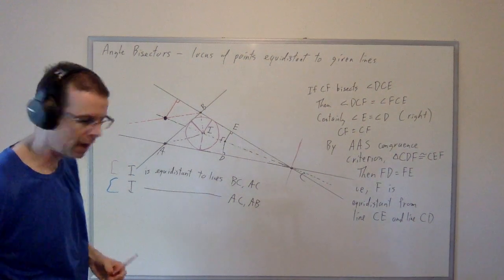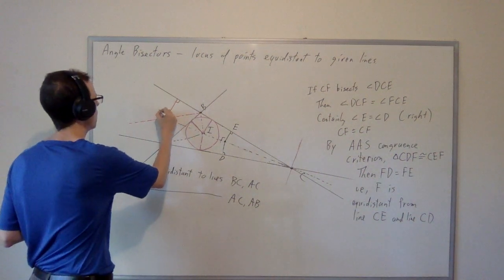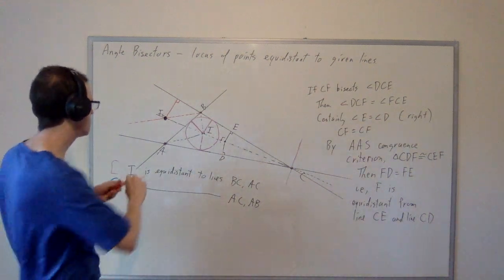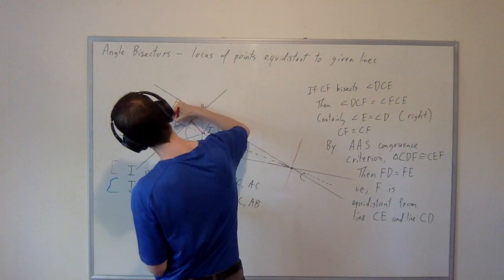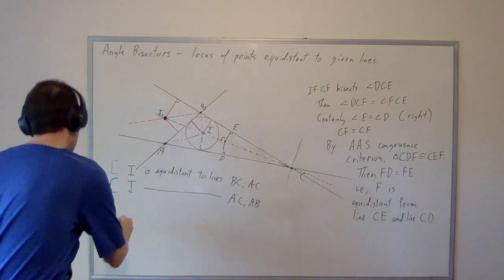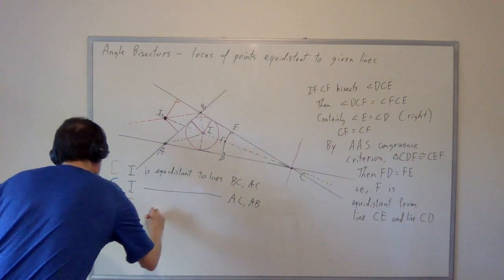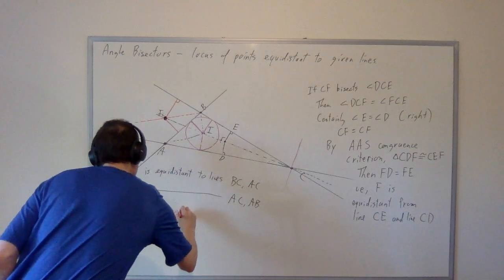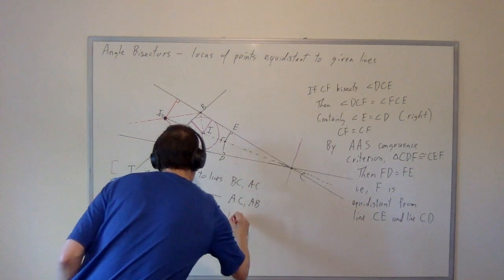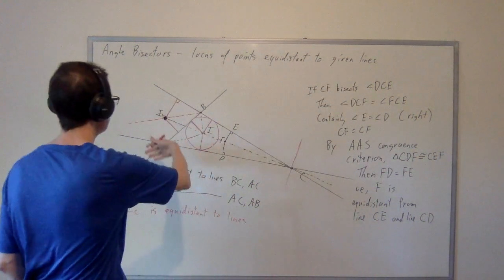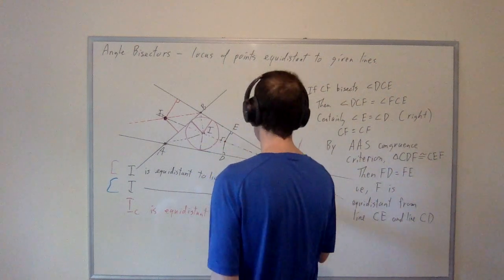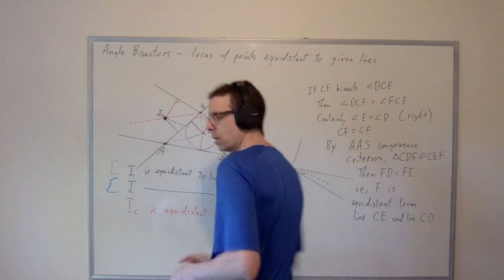So we're going to call this point IC, just so we can refer to it. We'll call that I sub C. Such a point is equidistant from the lines AB and BC. Let me write that in red. So I sub C is equidistant to lines AB and BC.